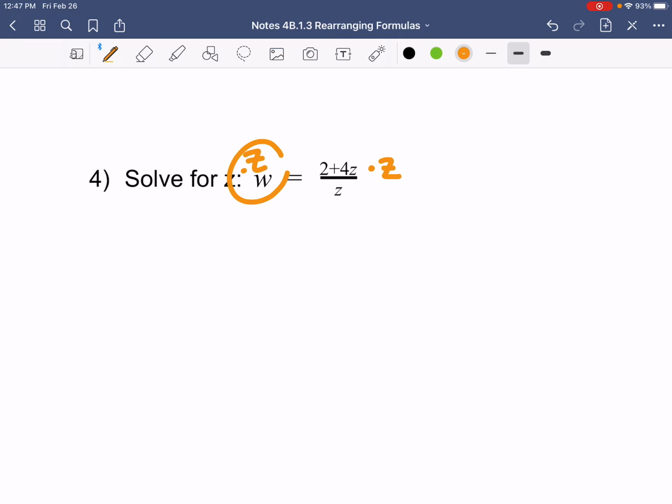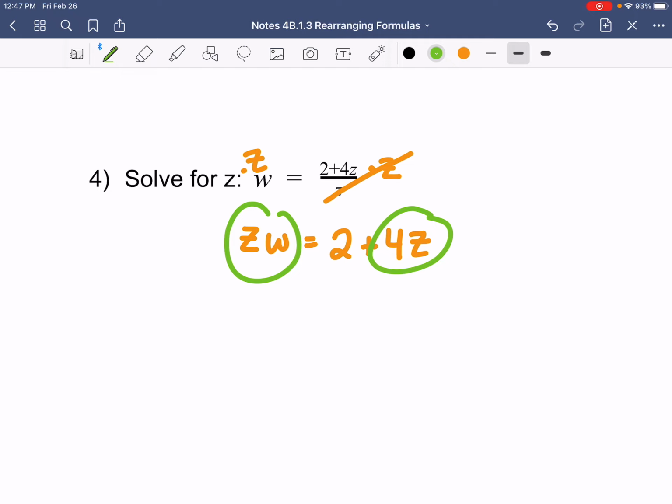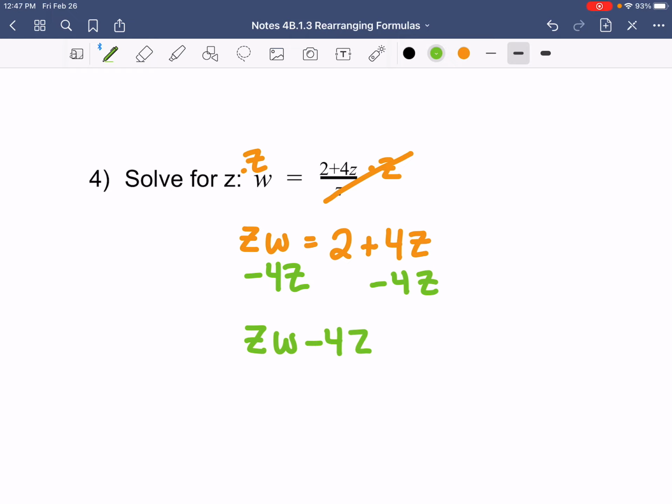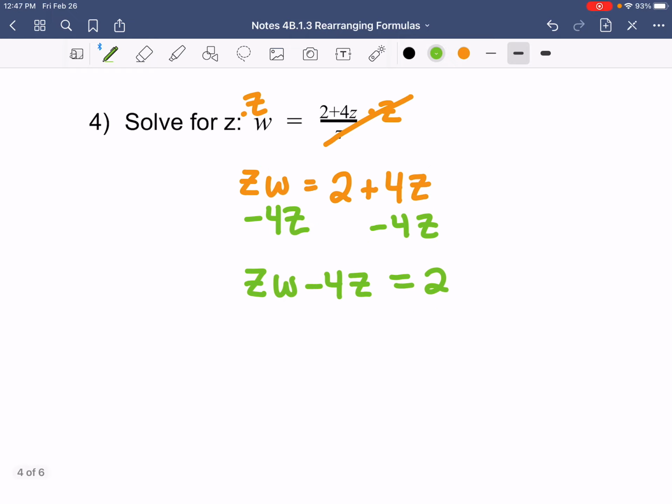So z times w is just zw. And then the z's are going to cancel on this side, so I just have 2 plus 4z. So we're trying to solve for z. I have 2 of them though. We want to get our z's on the same side, so I'm going to go ahead and subtract 4z. You can't actually subtract them. They're not like terms, so it's just going to be zw. I'll put the positive one first. zw minus 4z equals 2.